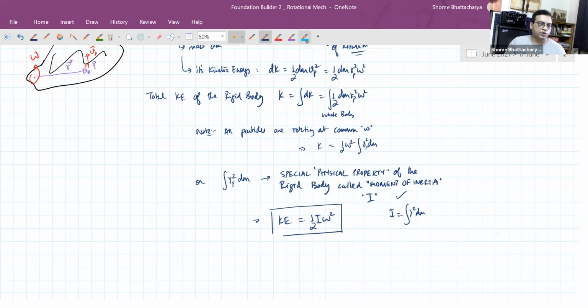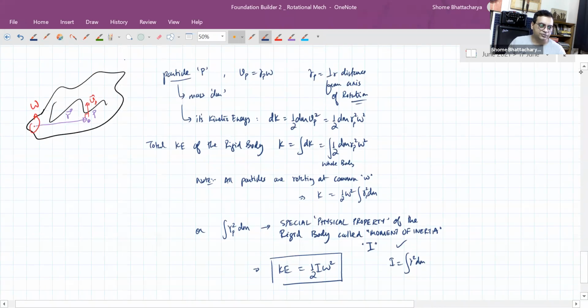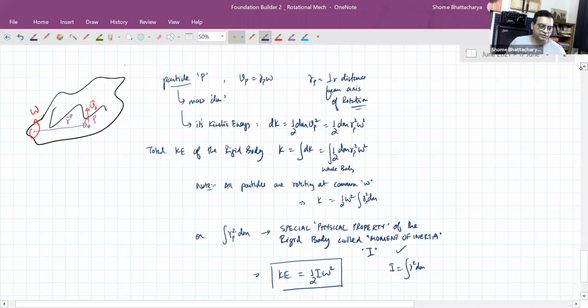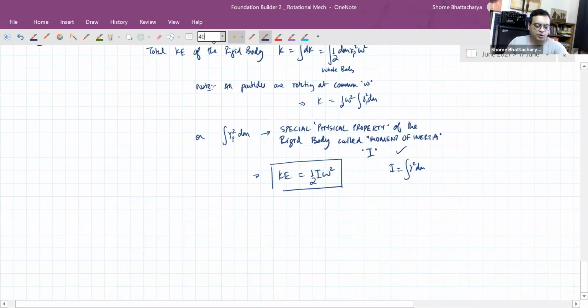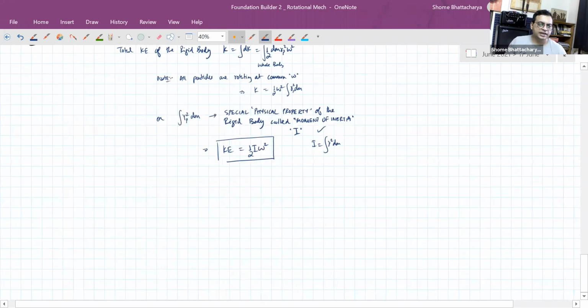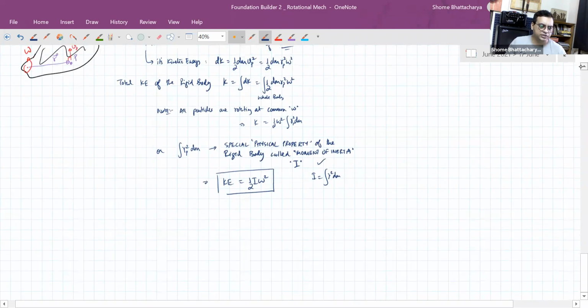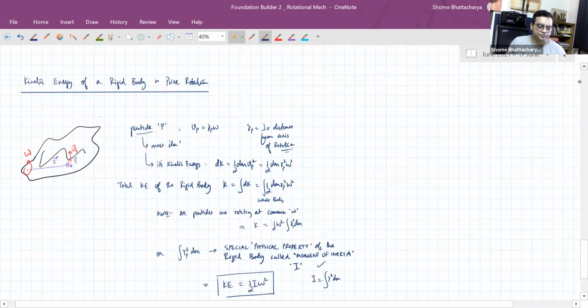As I told you, it's a very important quantity with relation to rigid body dynamics or rotation of a rigid body. And this is the first place where we notice the concept of moment of inertia becomes important. That is when we are writing the expression for kinetic energy of a rigid body in pure rotation.